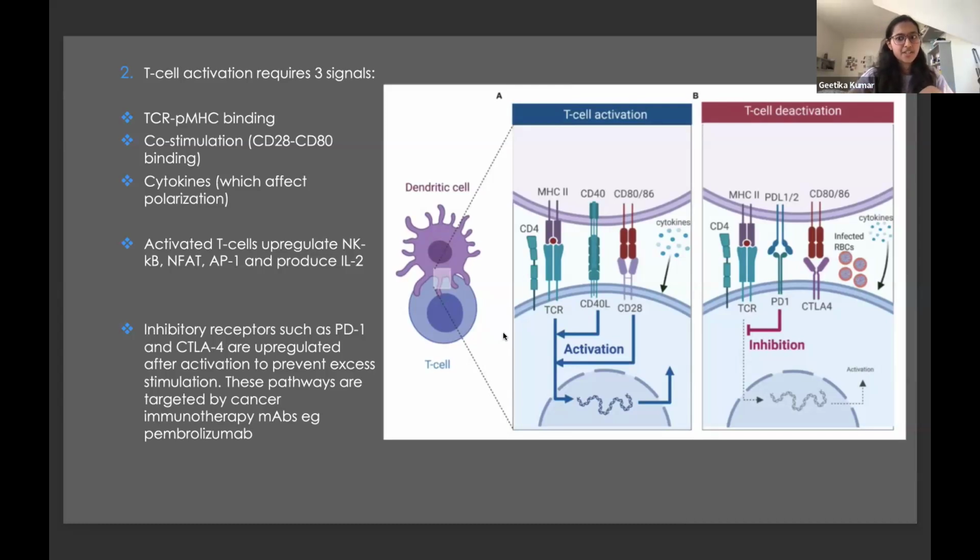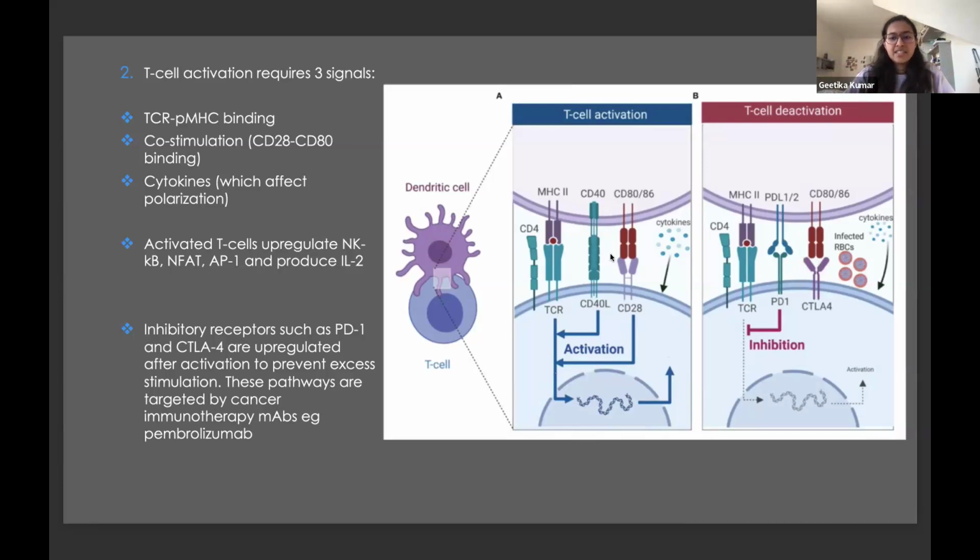One example of these inhibitory receptors is called CTLA4. It binds to the same ligand that CD28 binds to, so they both compete for binding with CD80. When CTLA4 binding outcompetes CD28, the T cell will not be continuously stimulated. It'll just remain activated at the right level.